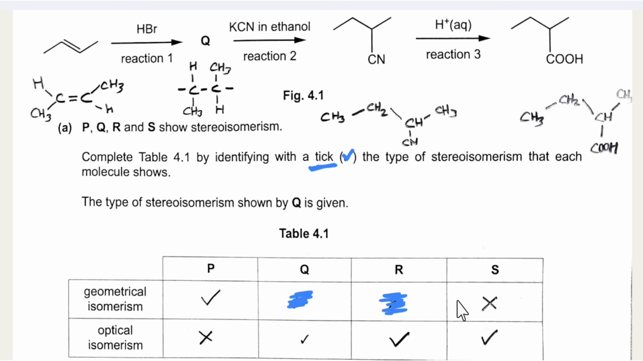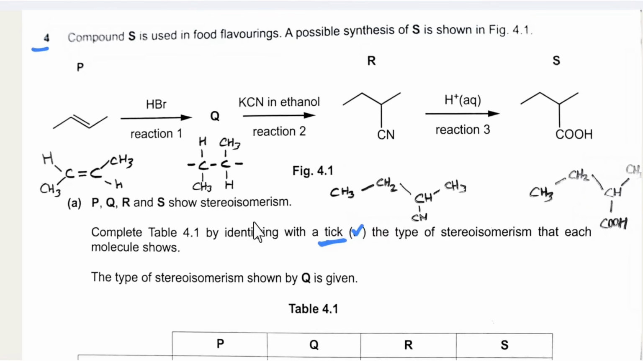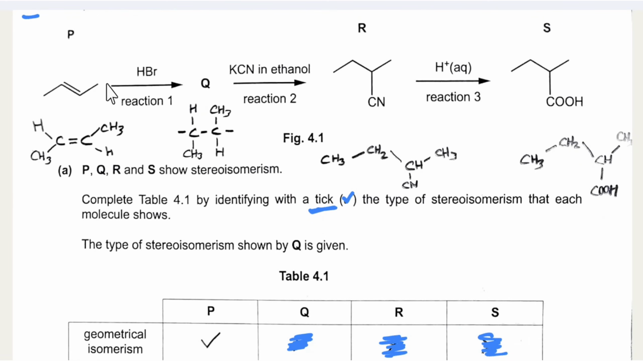So we do not need to place the crosses, we only need to place the ticks. Okay, so for the structure of P, first of all, if we convert the skeletal formula to the displayed structural formula, then this is the structure of P.